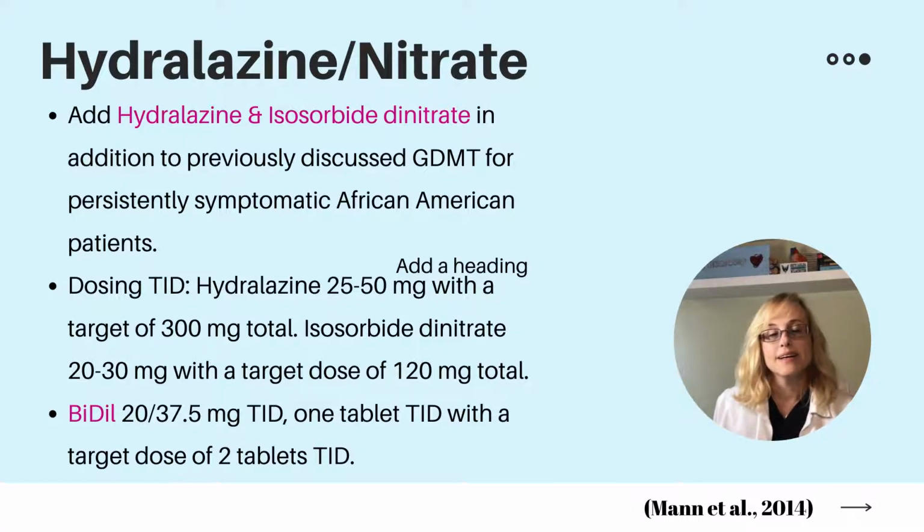Hydralazine and nitrate. So the A-HeFT trial was the African American Heart Failure Trial, which established a significant reduction in death from any cause and rate of the first hospitalization for heart failure in patients with heart failure and reduced ejection fraction and New York Heart Association class 3 to 4, already on standard therapy, which included an ACE inhibitor, beta blocker, and diuretics, with the addition of hydralazine and isosorbide dinitrate.